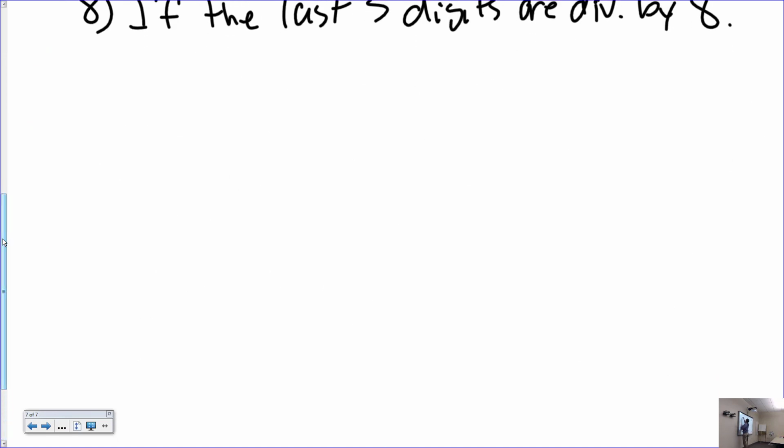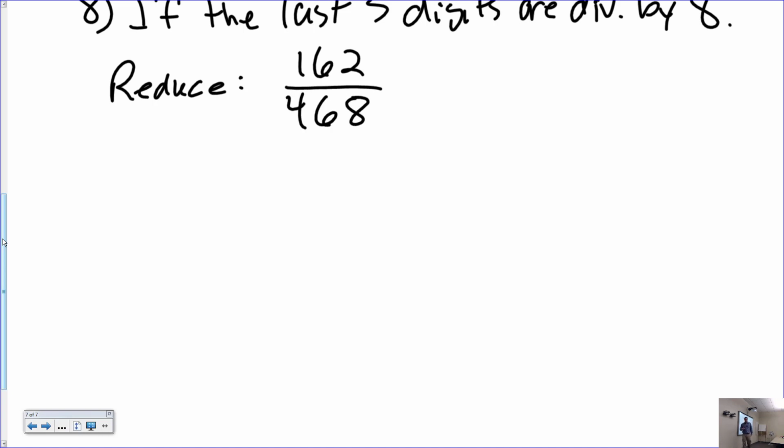Okay, so reduce this fraction. Let's do 162 over 468. I strongly encourage doing these things in steps, folks, and take the easiest steps first. What's the easiest number to work with? 2. Start there. Are both of these numbers even?